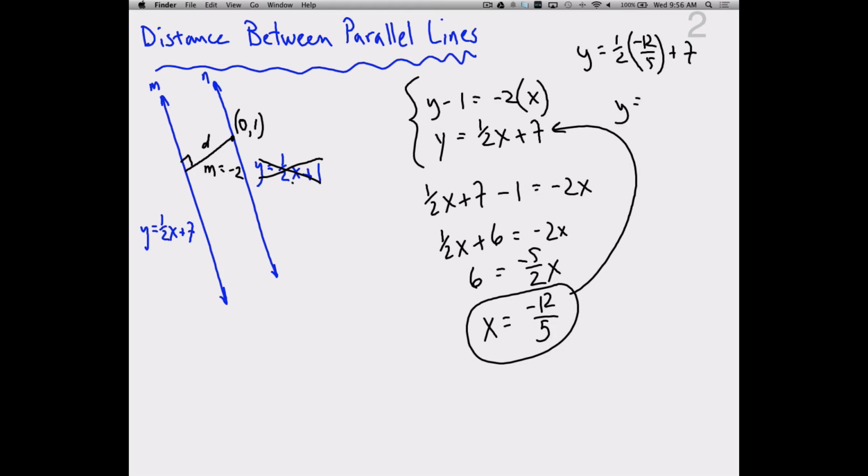So y is equal to -12/10 plus 70/10, which would be 58/10, which is 29/5. Did I do that right? Yep. If you have trouble with fractions, then do -12/5, store it in for x, plug in 1/2 x plus 7 in your home screen, convert it back to a fraction, get 29/5.